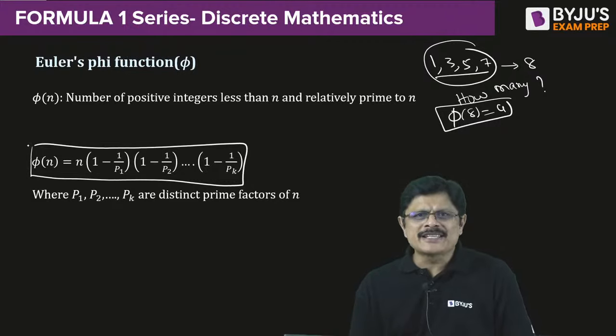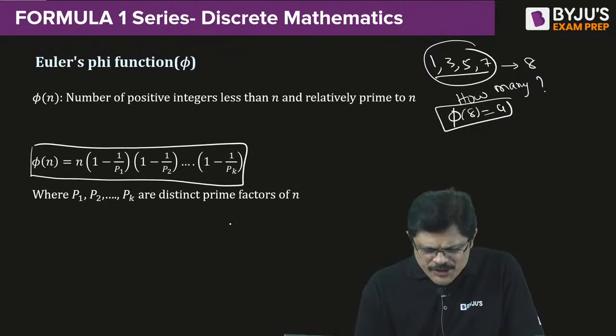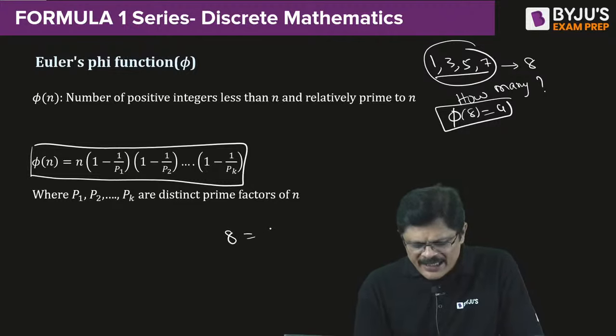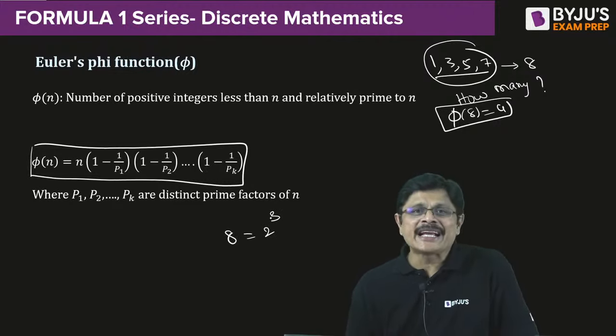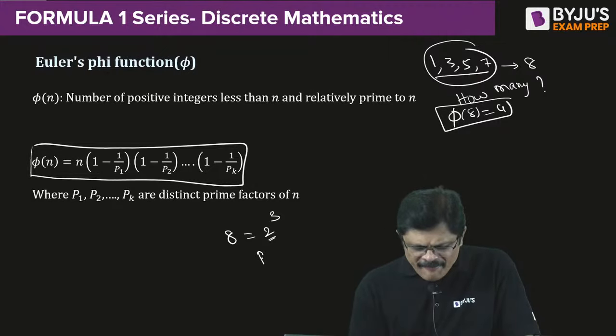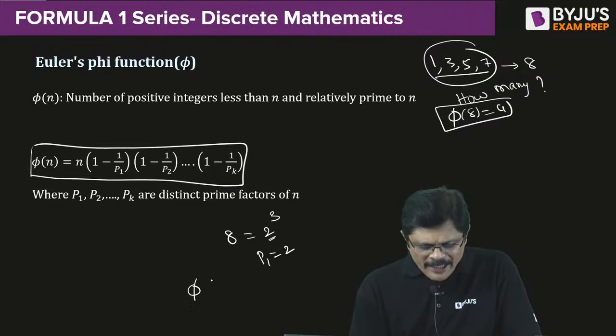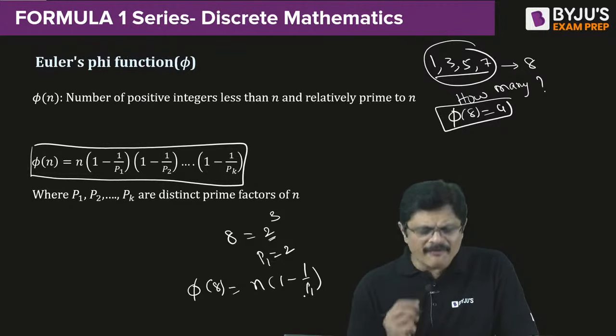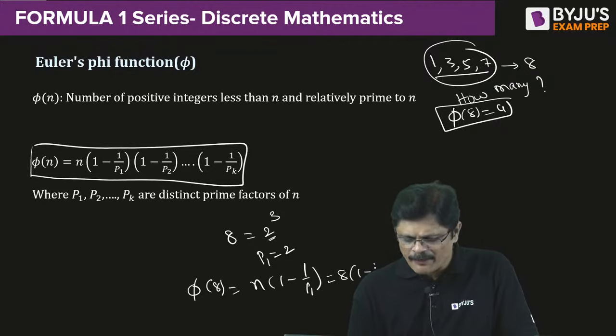See, what you need to do is first write the prime factorization. You all know what prime factorization is, my dear friend. What is the prime factorization for 8? 8 can be written as 2 cube. So here the distinct prime factor is 2. Then if you want to know phi 8, it is simply n, which is 8 only, into 1 minus 1 by p1, because there is only one distinct prime factor. So it is 8 into 1 minus 1 by 2. That is 8 into 1 by 2, which is nothing but 4.